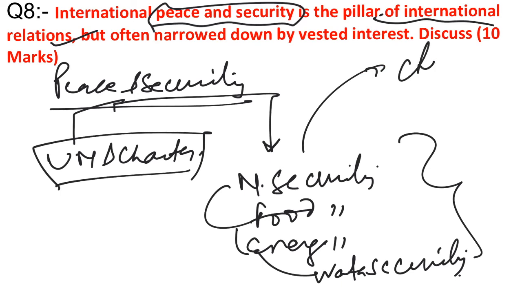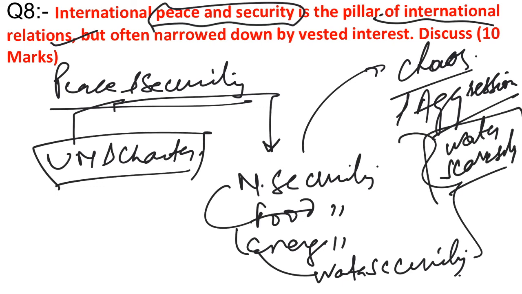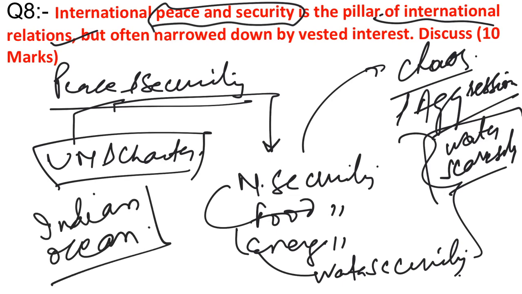Otherwise, there will be chaos and aggression amongst the countries. For example, if there is a water scarcity in the South Asian region, obviously the downstream countries will feel the shortage of water, and there will be a disturbance in the peace and security in the region. Likewise, you can also talk about the Indian Ocean, because the Indian Ocean is in the news very much because of the Indo-Pacific. Then you can talk about how security on the water is also required.